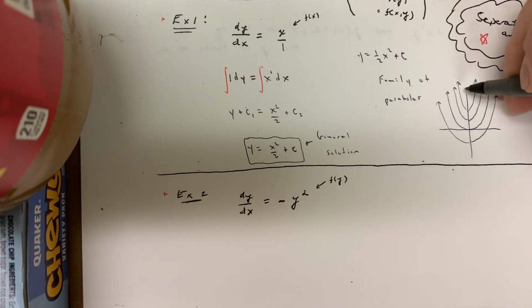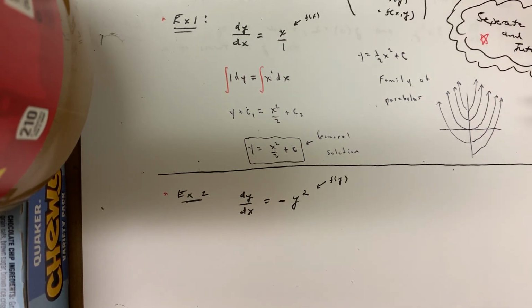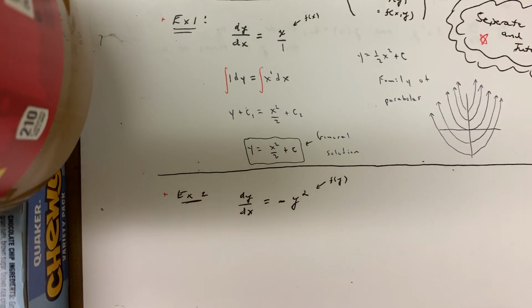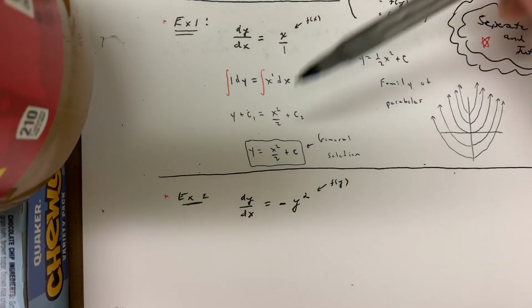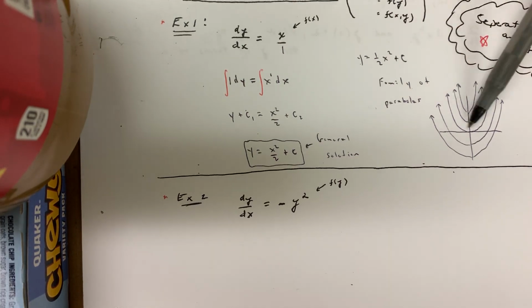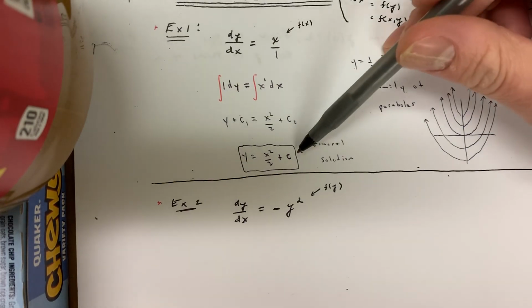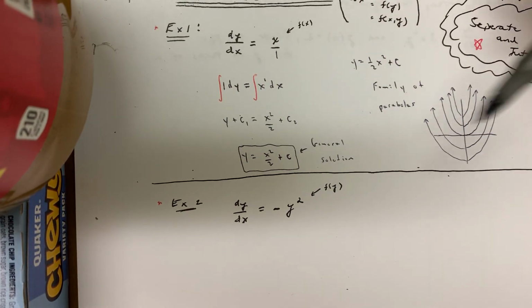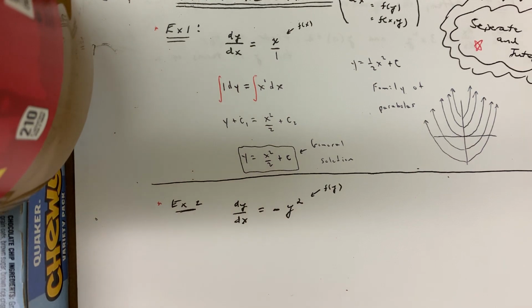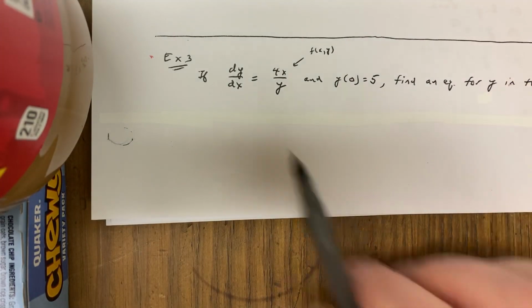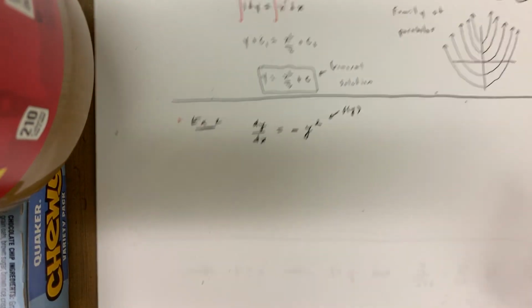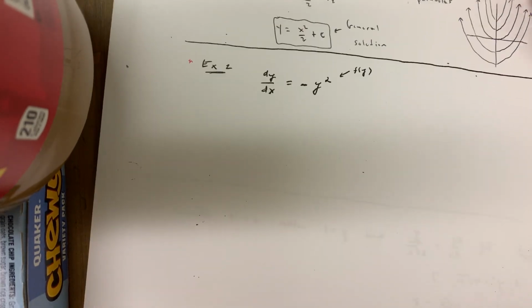Maybe c is positive 3.5. Okay, maybe c is negative 3. Negative 2. You can see you're really generating an infinite number of parabolas. So that's what this general solution represents, an infinite number of parabolas. That's a family of parabolas. Kind of looks a little bit like a menorah. So you can't actually find out what the real solution is unless they give you information to solve for c. And that won't be happening until we get down to example 3 over here. Okay, so that's the deal with the differential equation.